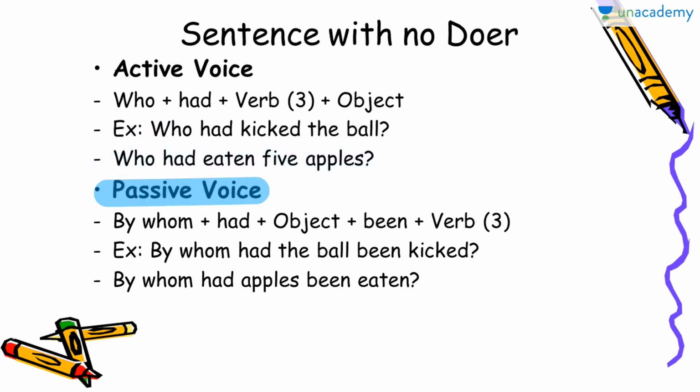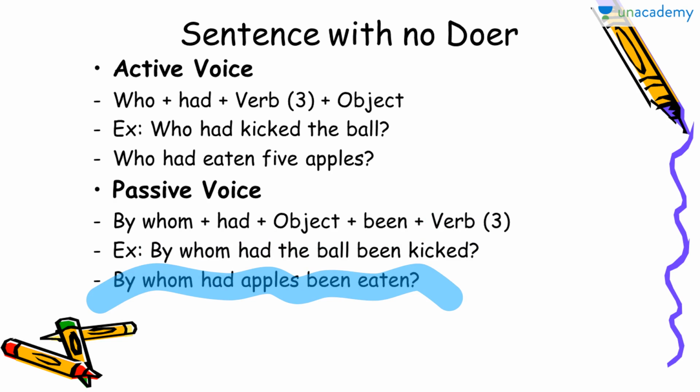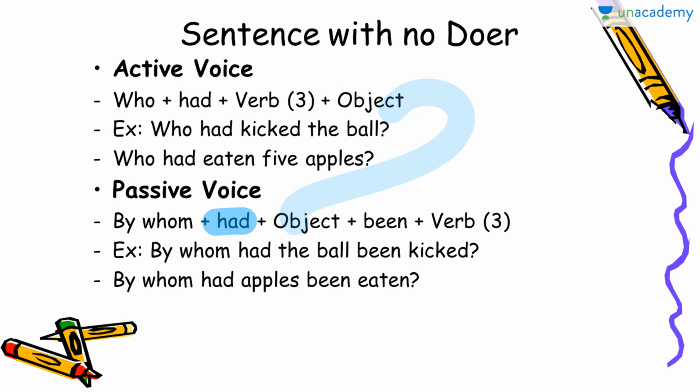In passive voice, we will start with by whom, then had, then object, means on which work is done, then been, and then verb third form. For example, by whom had the ball been kicked? By whom had apples been eaten? So the combination of verb has only difference of been, otherwise it is having had and verb 3, had and verb 3. Just the object over here in active voice, which is at last, comes between had and been and takes place over here. That was it for today's lesson.